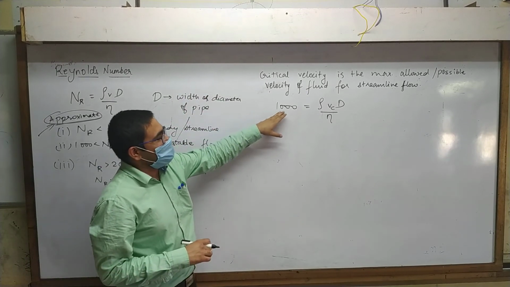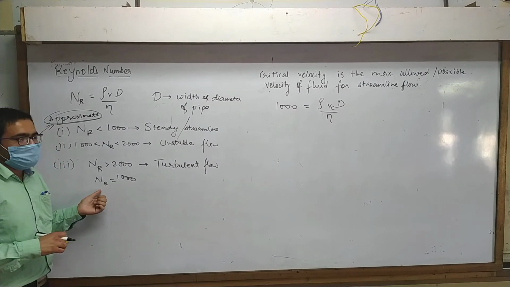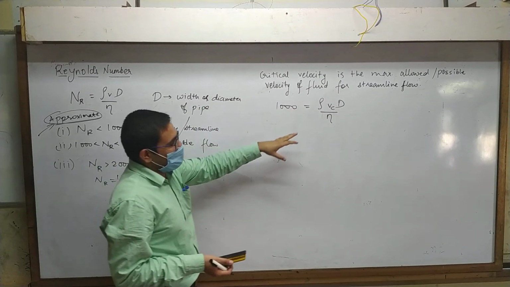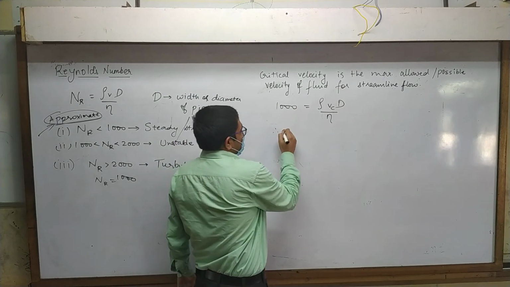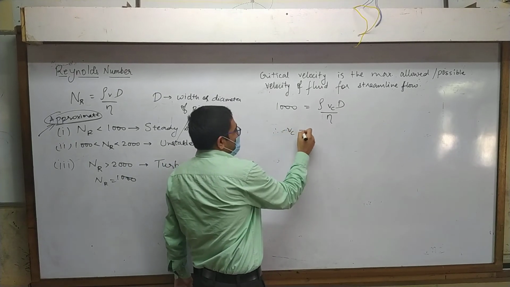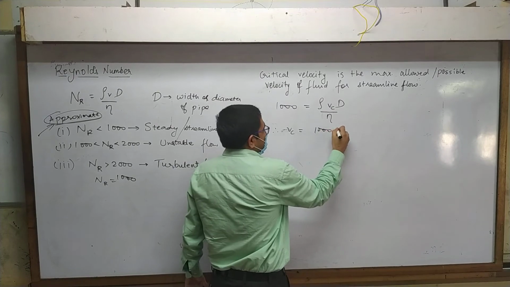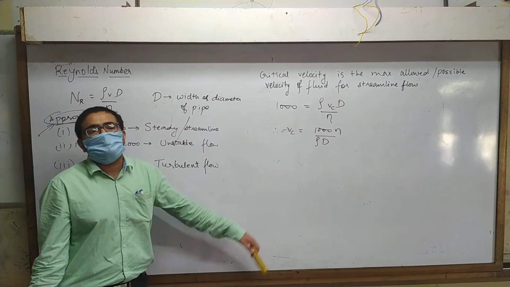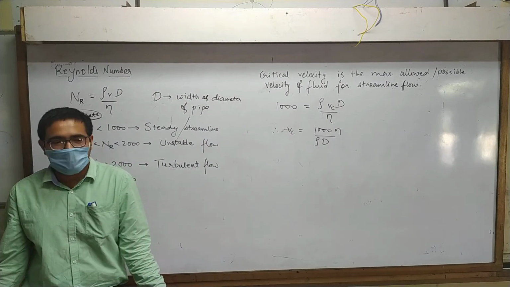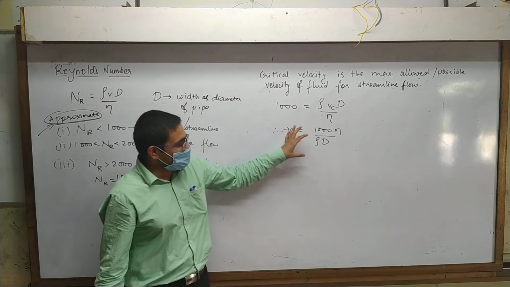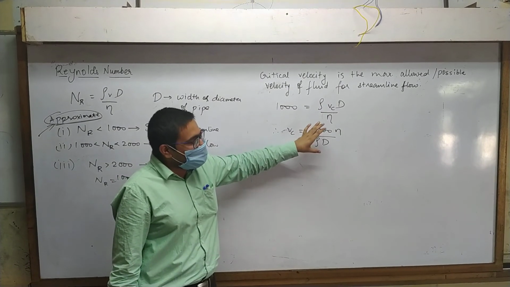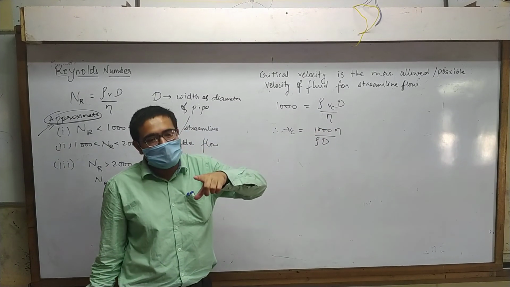So why did we get 1000 in here? I am putting the limit, NR is 1000. Let's put it like that. So this will give you VC equals 1000 eta by rho D. Is this exact? No. So what is this? It is a point to stay away from, then the flow is going to be streamlined.